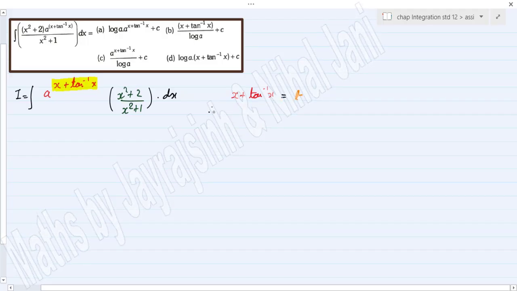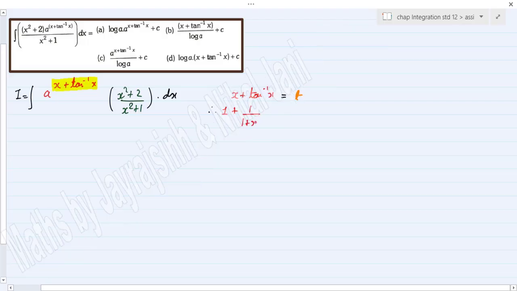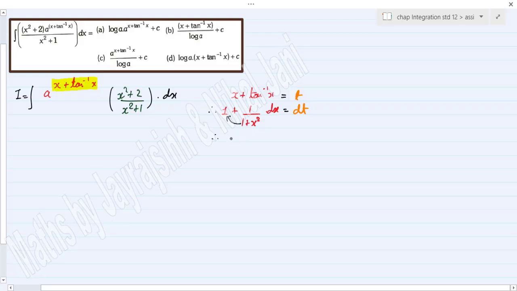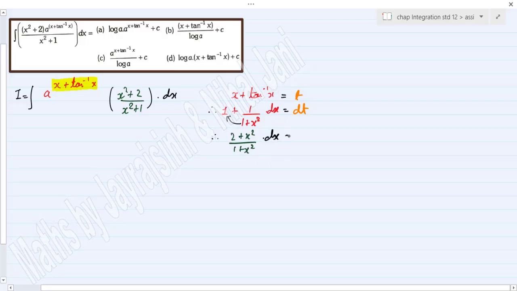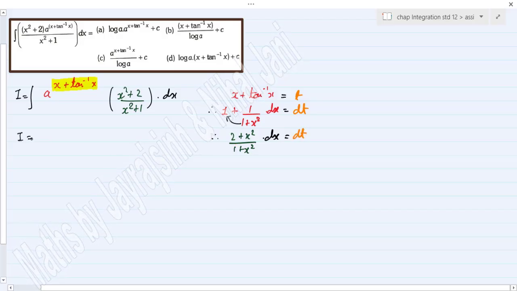So if we differentiate both the sides, we will get differentiation of x will be 1 and differentiation of tan inverse x will be 1 upon 1 plus x square dot dx is equal to differentiation of t. This will be dt. If we simplify this, you have to take LCM. 1 plus x square, 1 is 1 plus x square, plus 1 will give us 2 plus x square upon 1 plus x square dot dx is equal to dt. So we are ready to modify our integration.